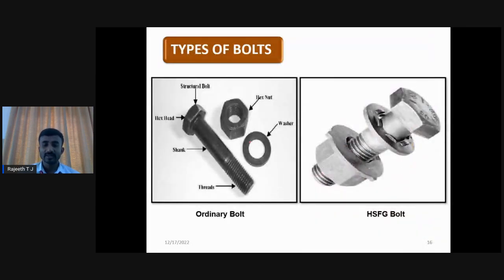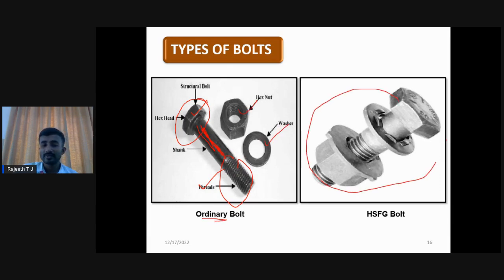If you go for bolted connections, first you should know what the components of the bolts are. Here are the components of the bolt. This portion we call the head portion. This entire portion we call the shank portion without thread. This threaded portion we call the thread portion of the bolt. This is called an ordinary bolt. This is the nut and also the washer.